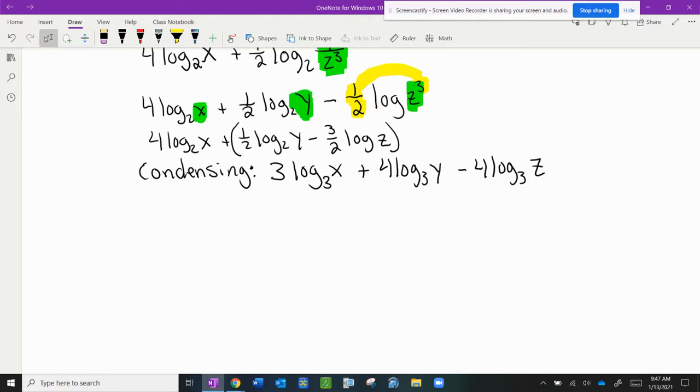Okay, so the next one is a condensing problem. And so what I want to do is bring this down to 1 log base 3. Okay, right now there's 3 terms. I want to bring them to 1. Well, the first thing I have to do is the exact opposite of what I just did. So anytime there's a number multiplying in front of the log, I've got to bring that up as a power. That was the last thing that I did on my expanding problem.